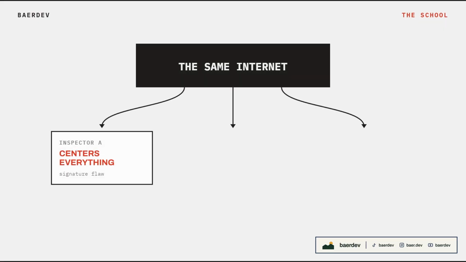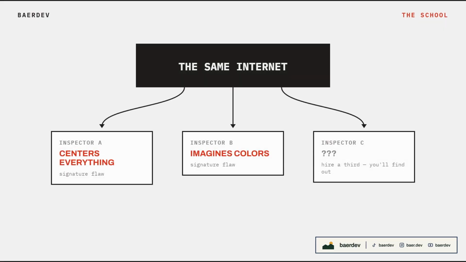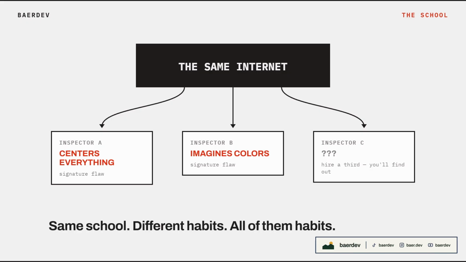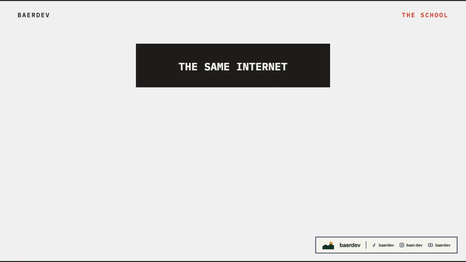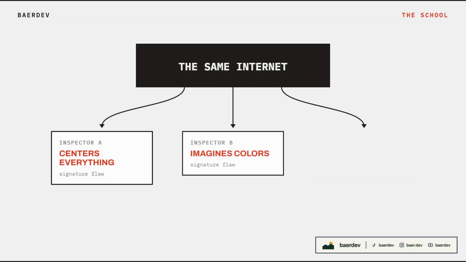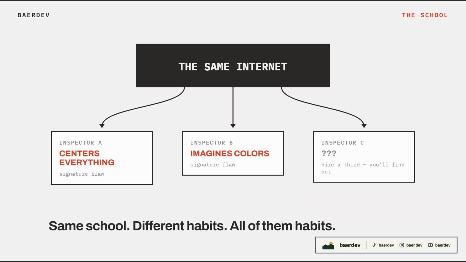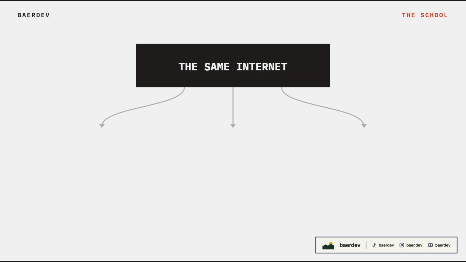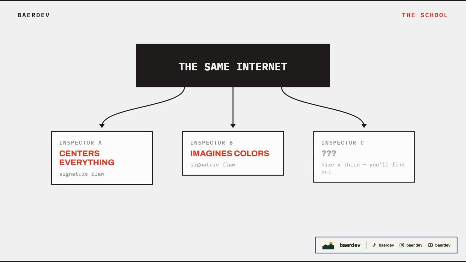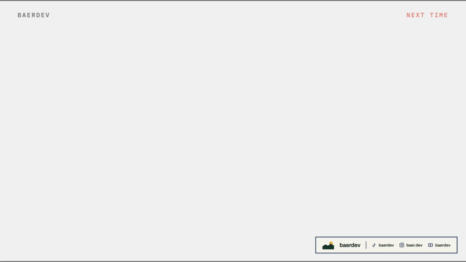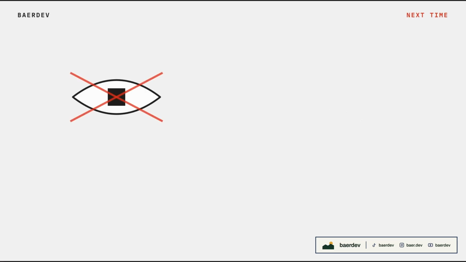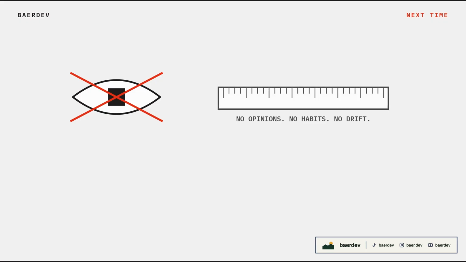Every set of eyes has a signature flaw. One centers everything, one imagines colors, and that's not bad luck. They all learned it from the same internet. So each one arrives with its own version of the internet habits already baked inside it. You don't fix that by hiring a third inspector. A third inspector learned from the same place, and you'd just be adding one more opinion with the same blind spots baked in. You fix it with something that's never learned anything at all, something that can't have habits, something that can't have opinions, and something that can't drift.